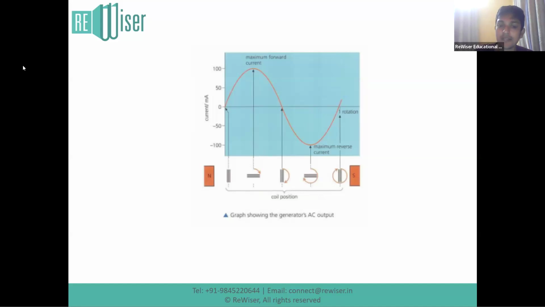So when it is perpendicular, remember, maximum number of field lines cut the coil. When it is parallel, zero field lines cut. Again, when it is perpendicular, maximum field lines cut. When it is parallel, zero field lines cut. Again, when it is perpendicular, maximum field lines. So this changing rate of change of magnetic flux is what produces EMF or current in the coil. Please remember that.